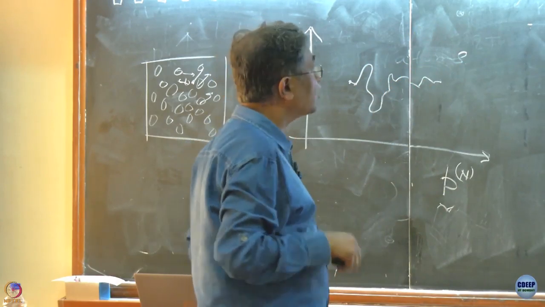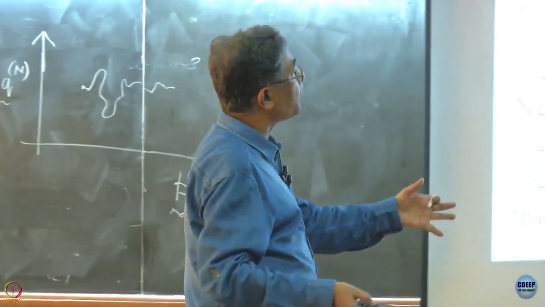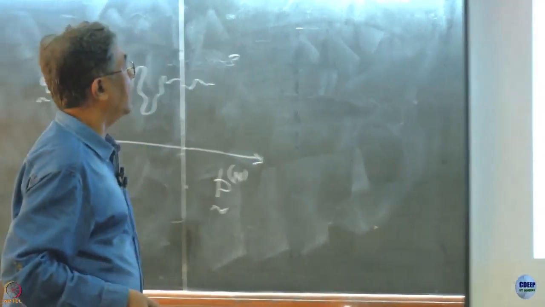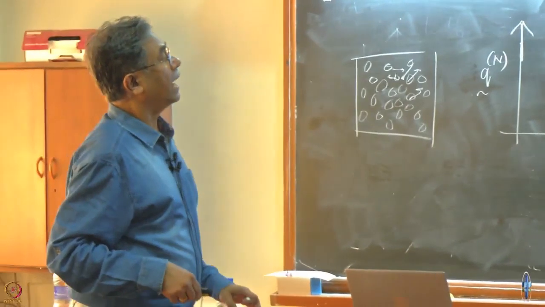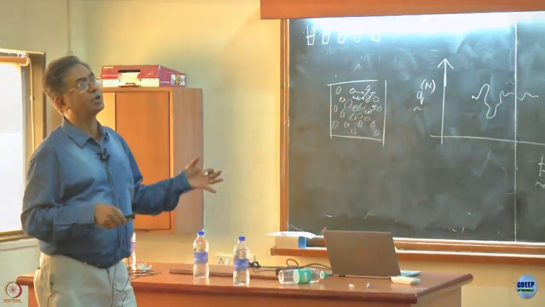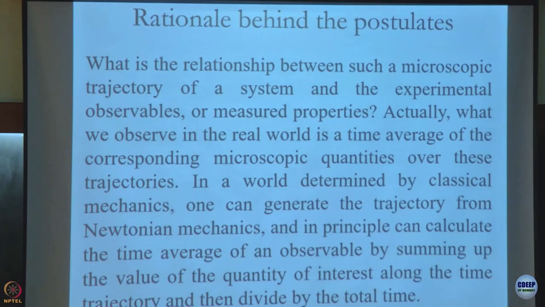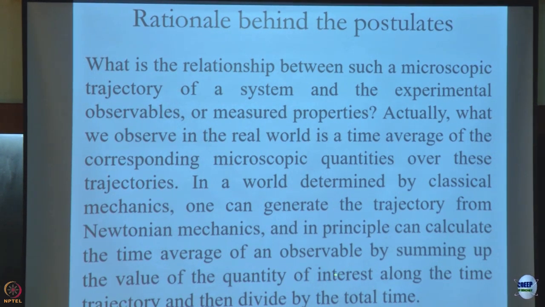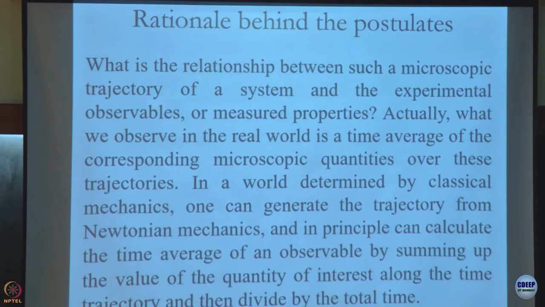and measured properties. A trajectory is a microscopic thing. If I could solve Newton's equation for the system, and tell how the atoms and molecules bombard against the wall, just the way Maxwell did in his ideal gas, calculating the pressure, PV equal to 1/3 mc squared, I could do that. But unfortunately, I cannot do that because I cannot calculate all these things.